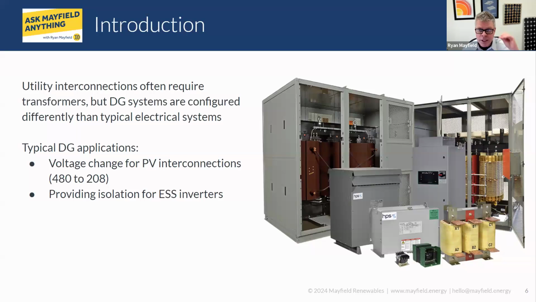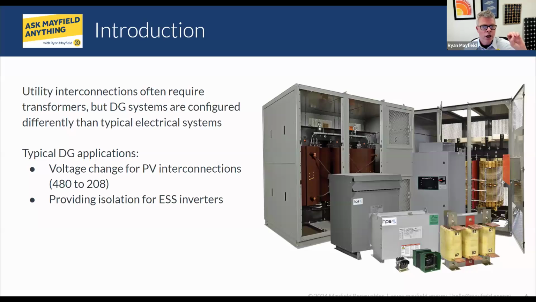So today we're going to put a focus on the applications for our PV interconnections. An example that we see very often is a grid direct PV system where the inverter outputs 480, but we're connecting to a 208 utility grid. So what are the requirements around that? How should we be thinking about that?